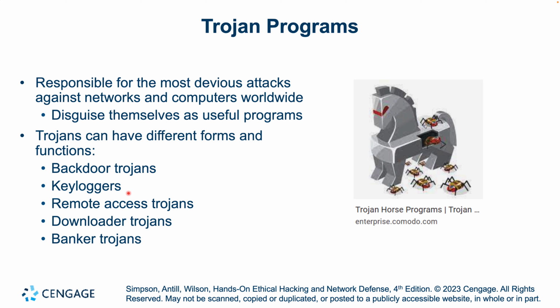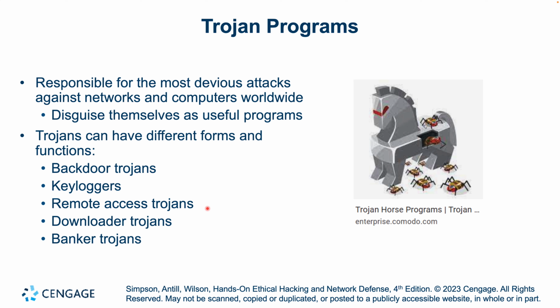The second one is the keyloggers. A Trojan like this will record keystrokes made by the user, capturing sensitive information like username, password, credit card details. So this information, of course, will be sent to the attacker who can use it for identity theft or financial fraud. Now, remote access Trojans grant the attackers remote control of an infected system.